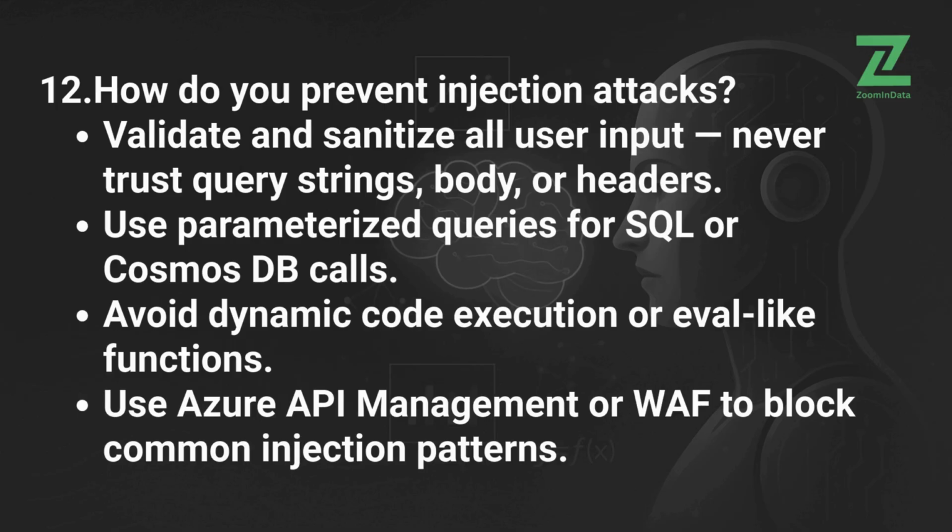How do you prevent injection attacks? Validate and sanitize all user input. Never trust query strings, body, or headers. Use parameterized queries for SQL or Cosmos DB calls. Avoid dynamic code execution or eval-like functions. Use Azure API Management or WAF to block common injection patterns.